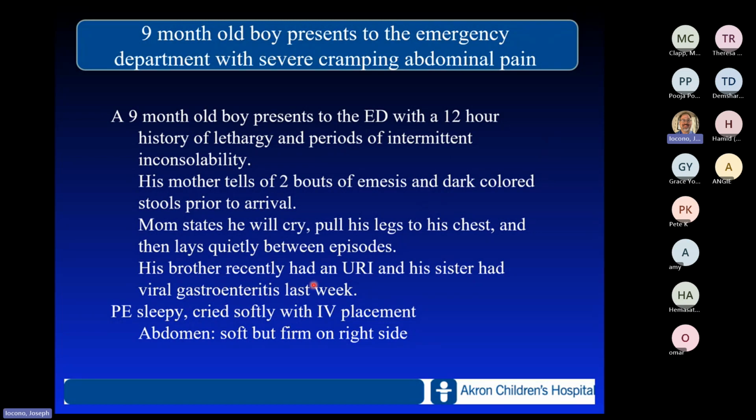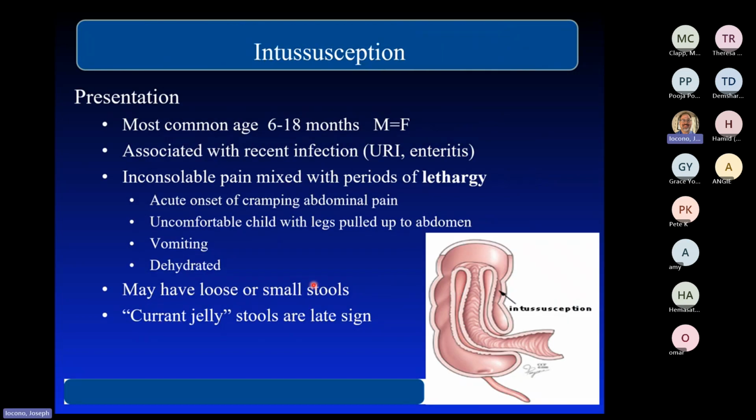All right. This is the one where you go to the ER, they say the kid's got excruciating pain. You go in and the kid's fine. So intussusception, episodes of inconsolable abdominal pain intermixed with episodes of lethargy. Okay. 6 to 18 months, male equals female. It's associated with recent infection, either upper respiratory or enteritis, something that makes the lymph nodes in their entire body go inflamed. Intussusception is an infolding of the intestine inside each other.